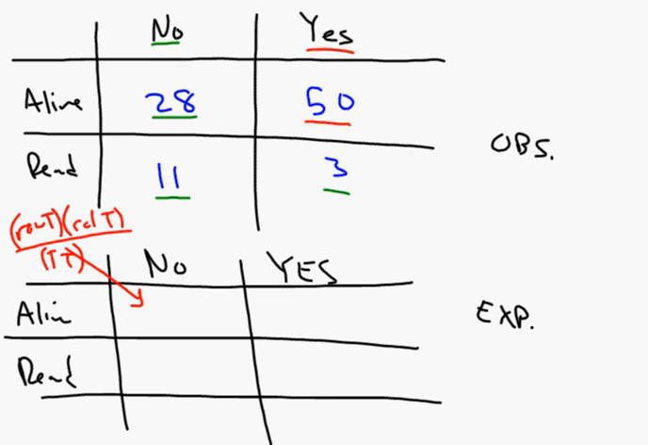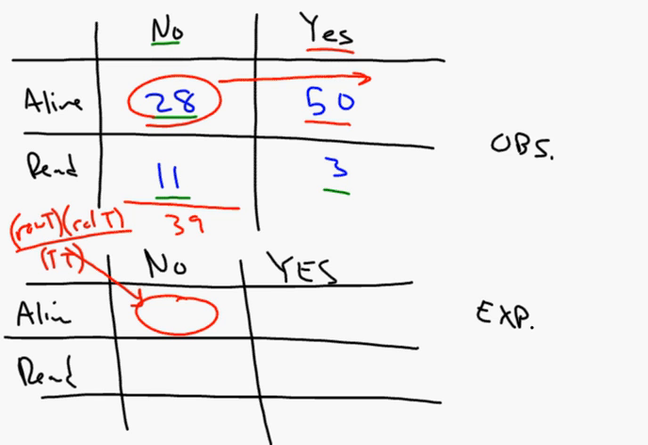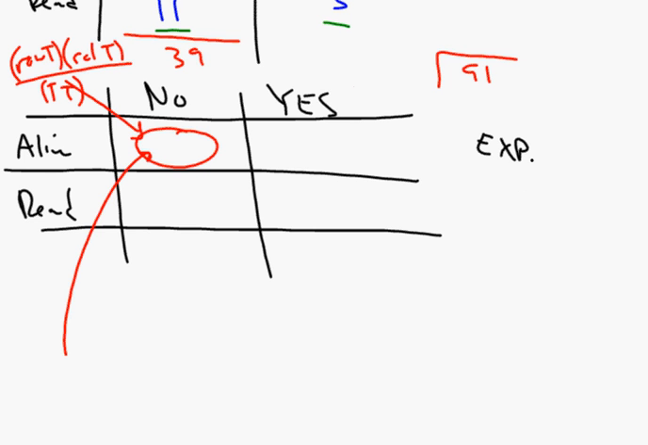So T stands for total here. So for example, this corresponds with the 28. The column that 28 is in has a column total of 39. The row that it's in, if we add this way, has a row total of 78. And then the table total is 91. So we have 39 times 78 over 91. We type that in a calculator, we get about 33.42. So that's going to go in here.